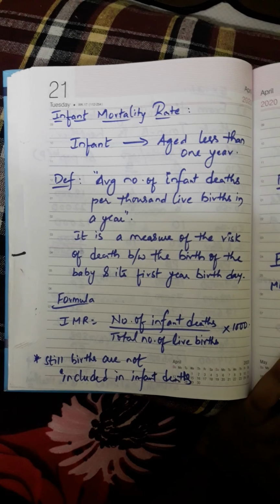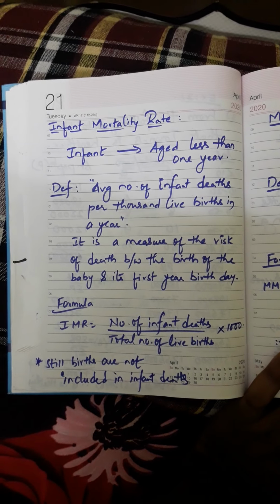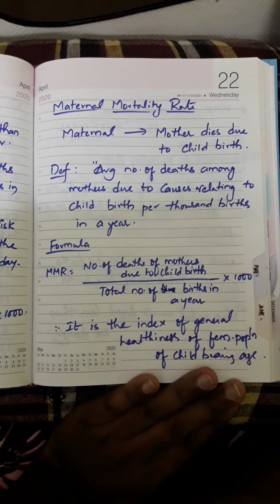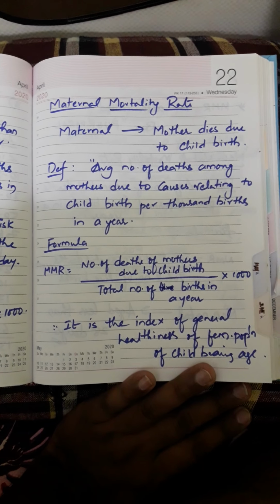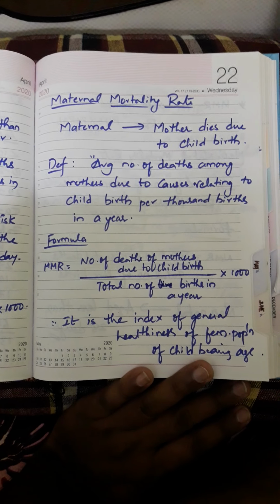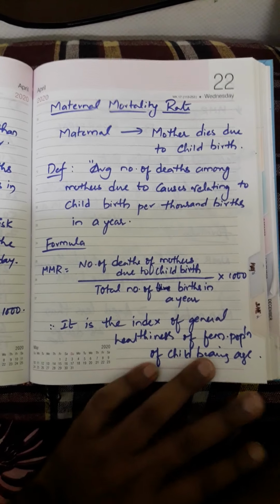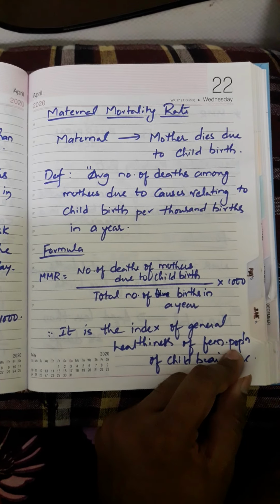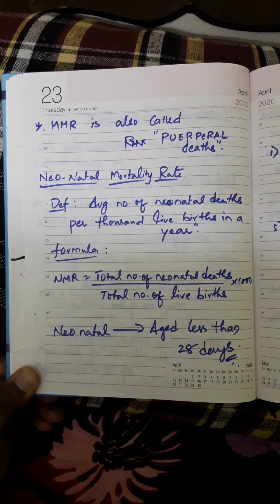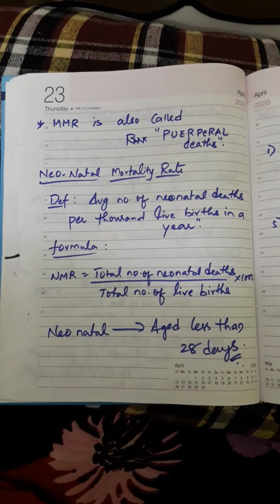One is infant mortality rate, just have a note. Infant deaths, below 1 year deaths divided by total live births into 1000. Next one is maternal mortality rate, that means during childbirth if the mother dies, then the number of deaths of mothers due to childbirth divided by total number of births in a year multiplied by 1000. This is maternal mortality rate. And the next one, neonatal mortality rate, NMR. IMR, MMR, NMR. So I hope I am clear.